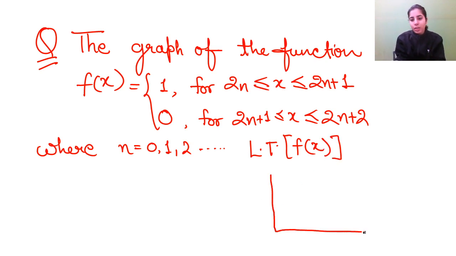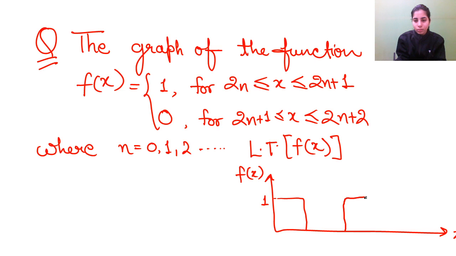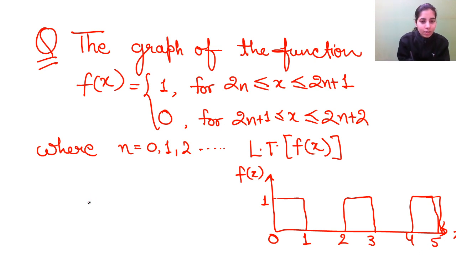Now the graph has been given in this form, and it's like 0, 1, 2, 3, 4, 5. Now guys, in this case, the options which have been given to us are as follows.